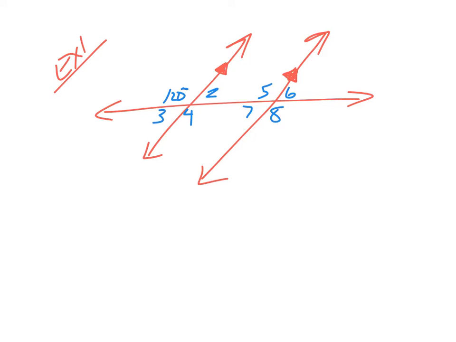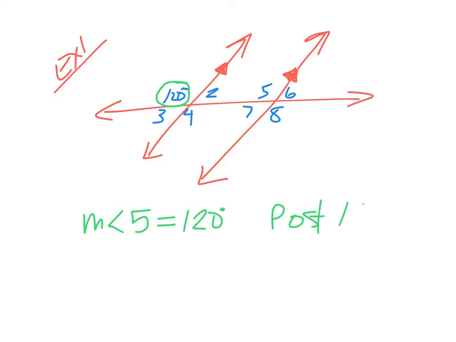So when it says explain your reasoning, you're just telling me what postulate or theorem proves it. So, first of all, you see the measure of angle 120 is at this angle. What do you automatically know is going to be 120 compared to this? 5. Yes, the measure of angle 5, so write this down, equals 120. And why? Corresponding angles postulate, or you can just put Postulate 15. Good.